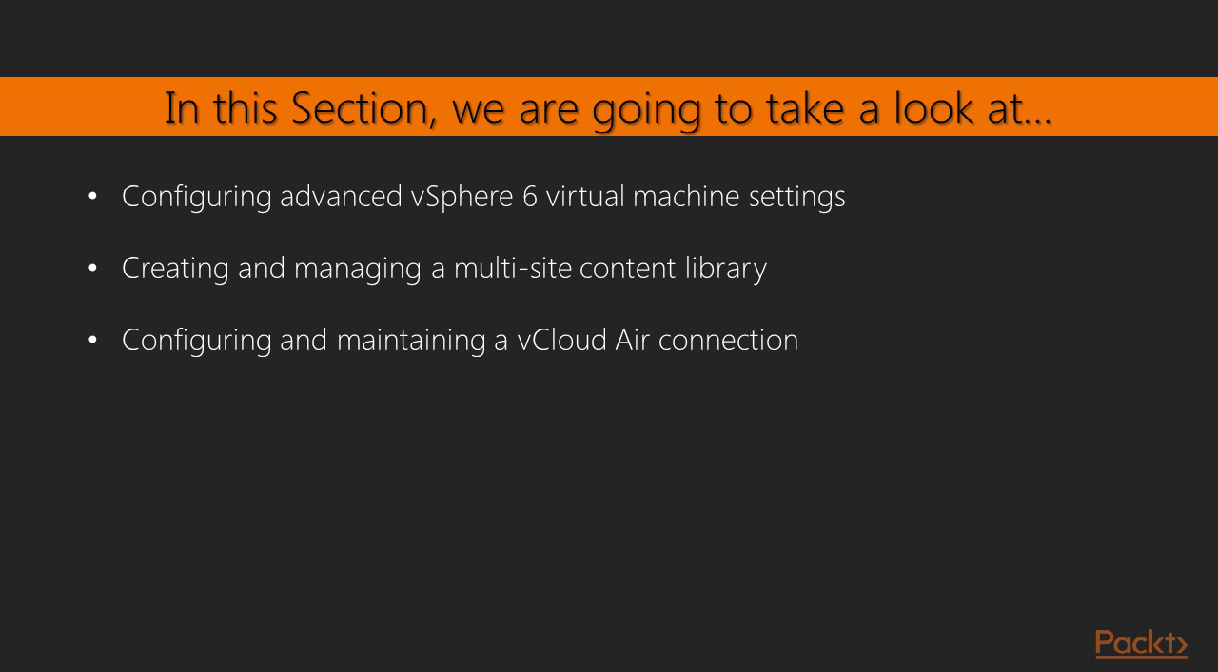We are going to take a look at configuring advanced vSphere 6 virtual machine settings, a new vSphere 6 feature which is creating and managing a multi-site content library, and of course, since we are living in the age of cloud computing, we have to understand how to configure and maintain a vCloud Air connection, which is the public cloud provided by VMware, and the ability using vCenter and some additional products to actually create your own hybrid cloud.